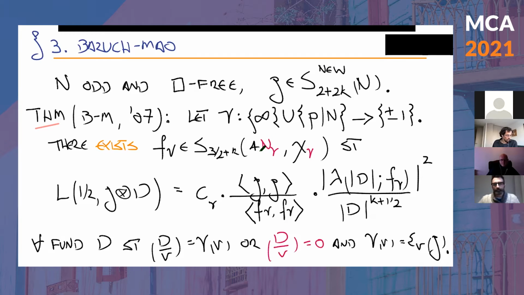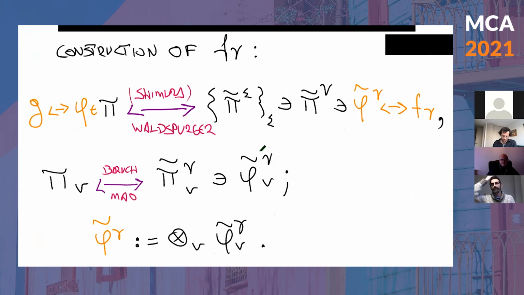So let me say a few words about how they construct these modular forms. The construction is purely representation theoretic. So they have G as their starting point. They consider the automorphic representation pi in which G lives, or actually the automorphic form phi lives.